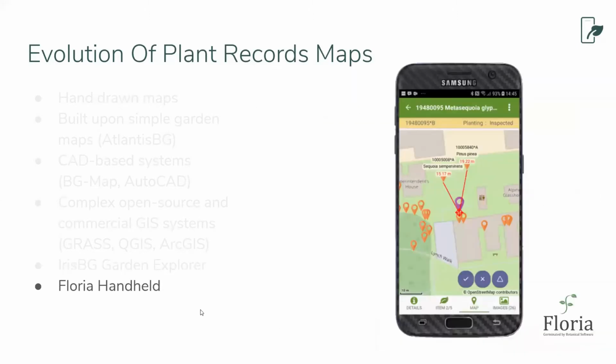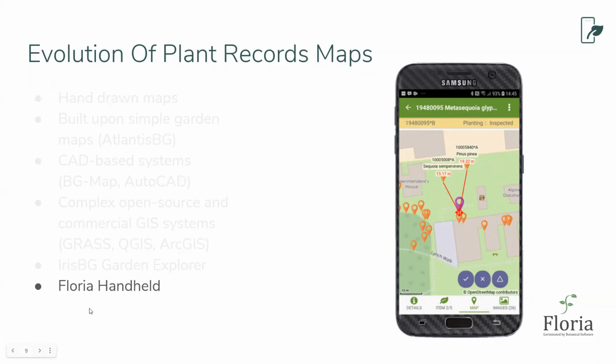And we also have Floria, of course, where you can choose between the supplied maps from Bing or OpenStreetMap, or indeed you can upload your own custom maps as the base map. And in this particular example, you can see various pins and location markers being triangulated based on the distance from two other specimens. So there's quite a range of maps out there.